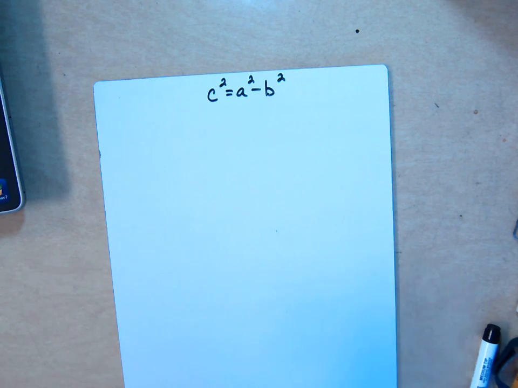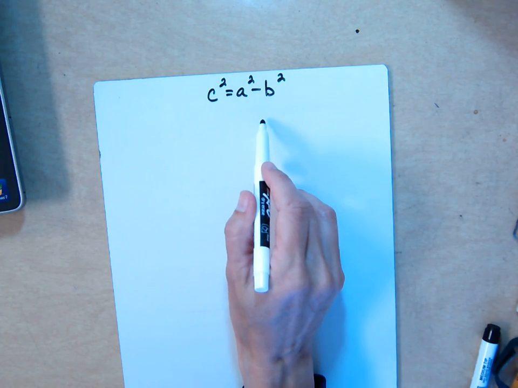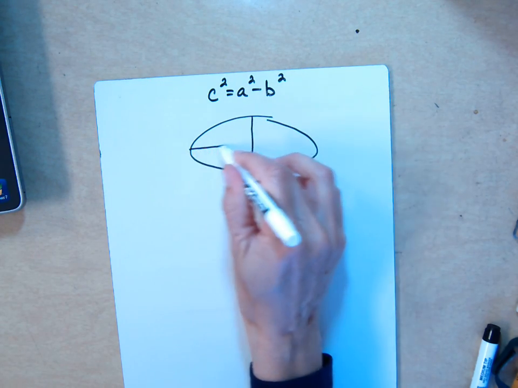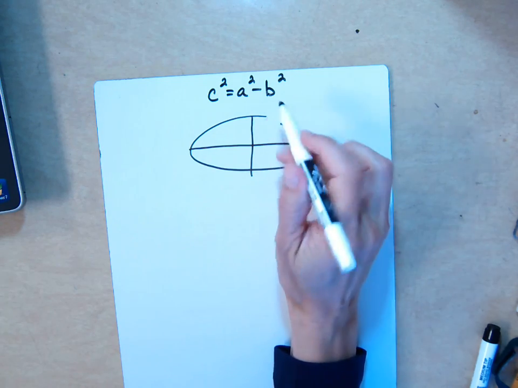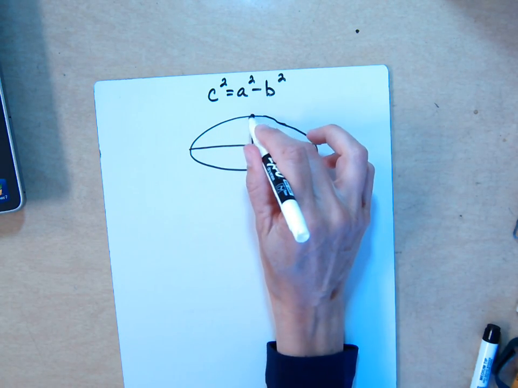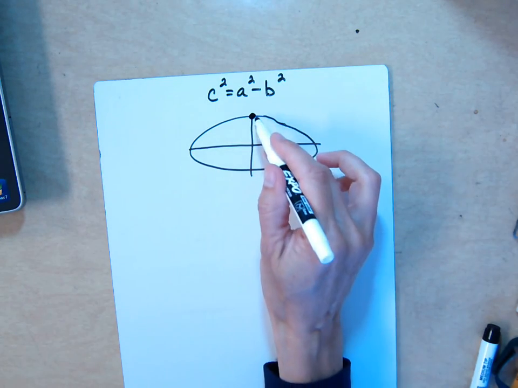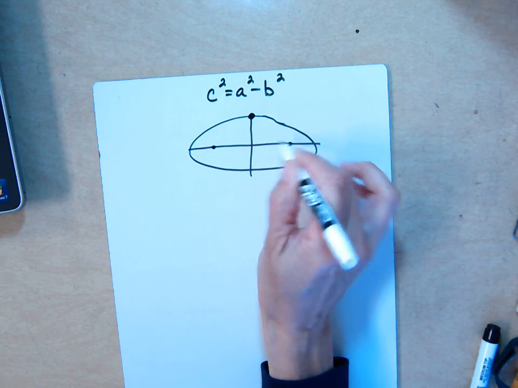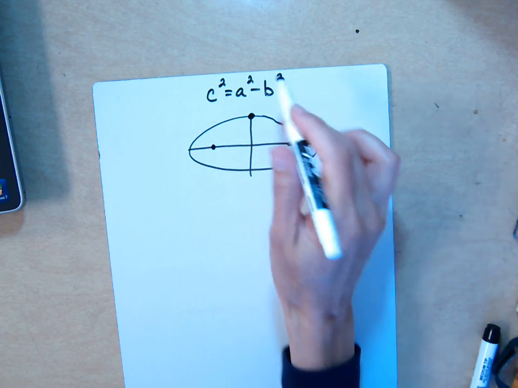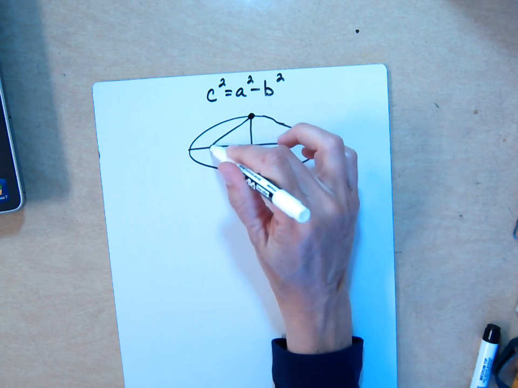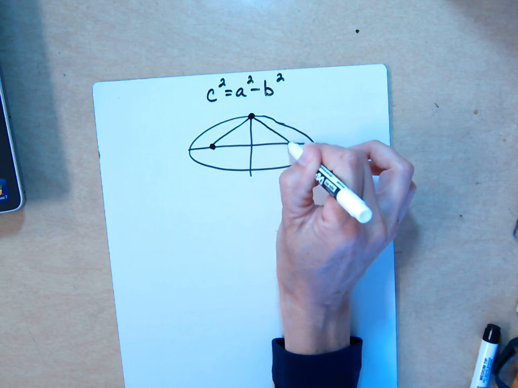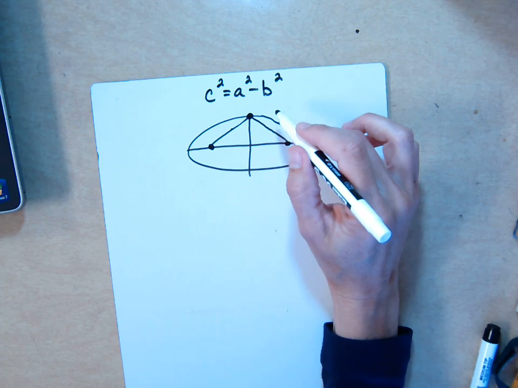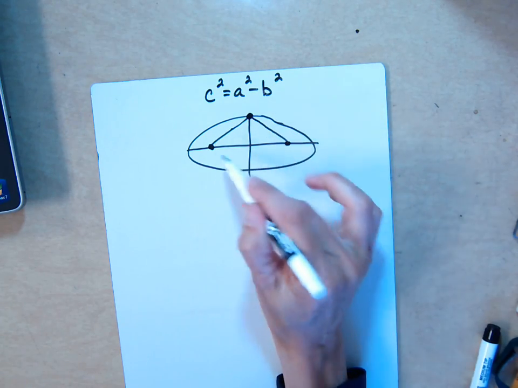So let me tell you where that comes from. If I sketch an ellipse, and I pick this point right here for P on the ellipse, and here are my two focus points, here and here. Do you see that if I pick this point, the sum of the distances, D1 plus D2, equals 2A, right?